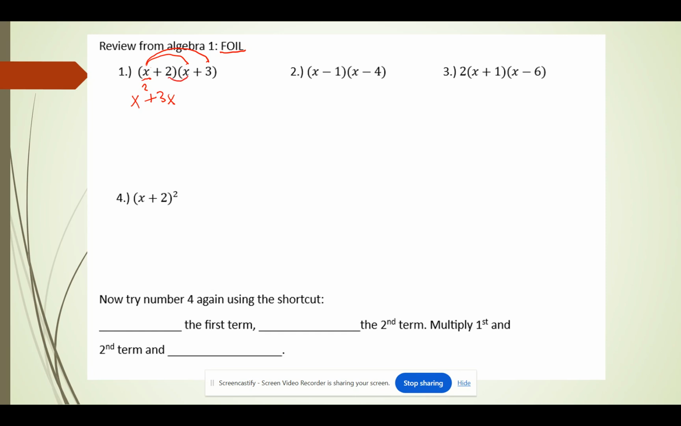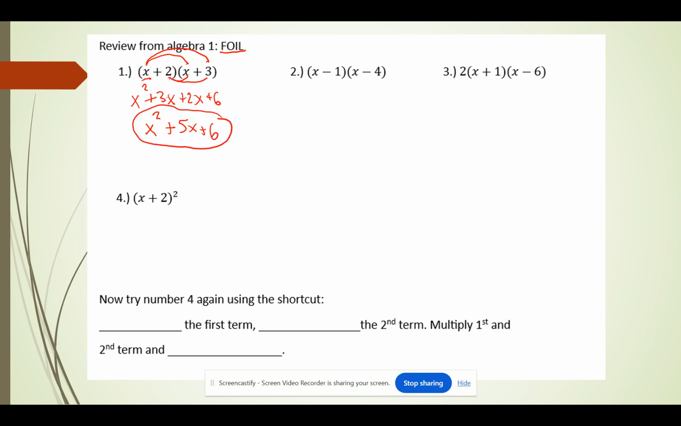And then you're going to distribute your 2 in and get 2x. Those will be considered your inner terms. And then these guys right here would be your last terms. You multiply those and you get 6. So that final answer would be x squared plus, you can put 3x and 2x together to get 5x, plus 6.